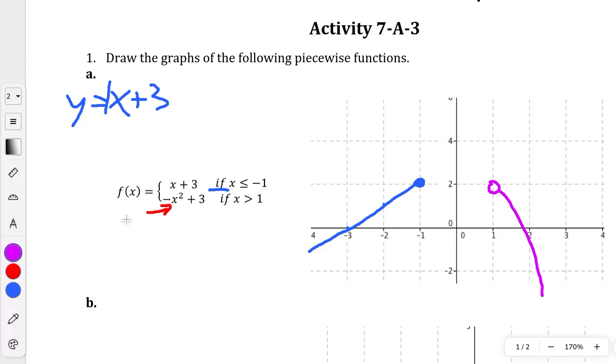All right, this one here would have been an upside down parabola, but it got cut off. And so we only have that bottom right tail. Let's do 1b.